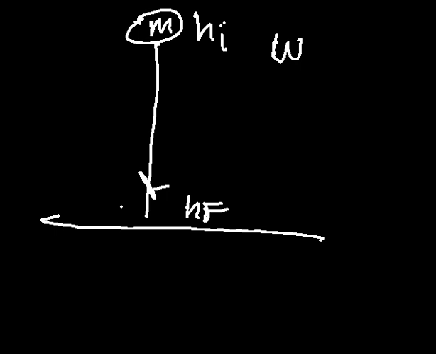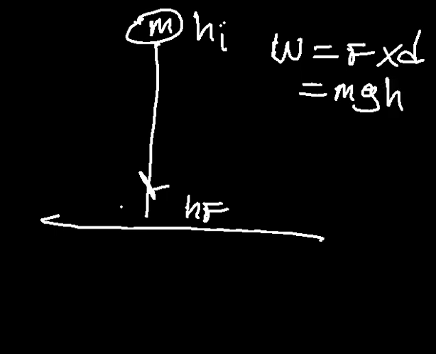We know that the work done is given as force times distance. Let's say the object is moving vertically, and the force responsible is the gravitational force. Then the force on the object is given as mg. Since it is vertical motion, the distance is the height. Now, what is this work done? It is the work done due to the gravitational force, symbolized as U, which represents the gravitational potential energy.